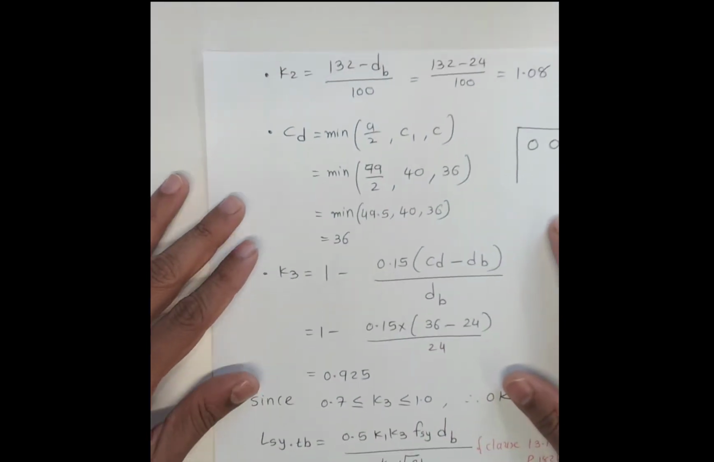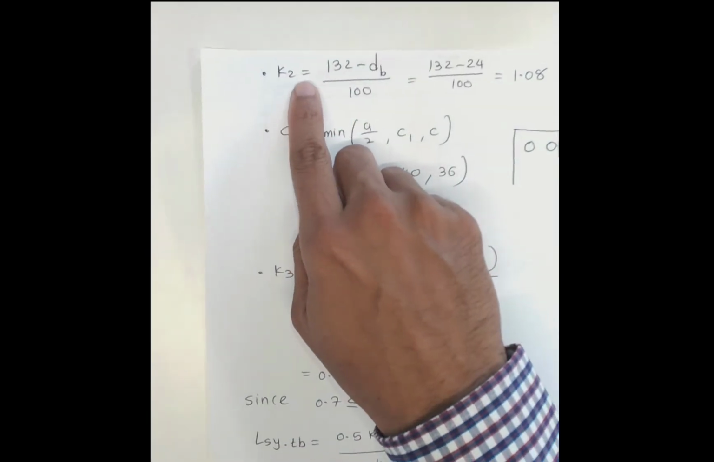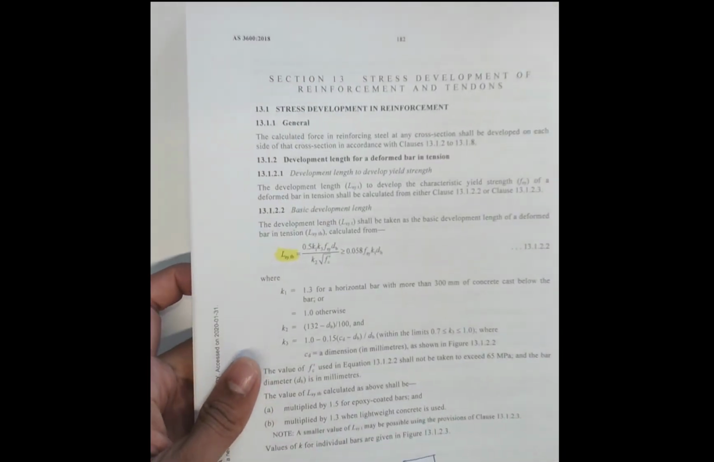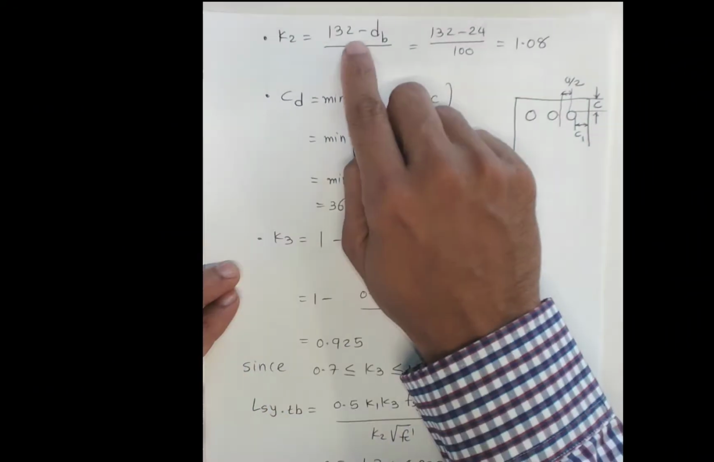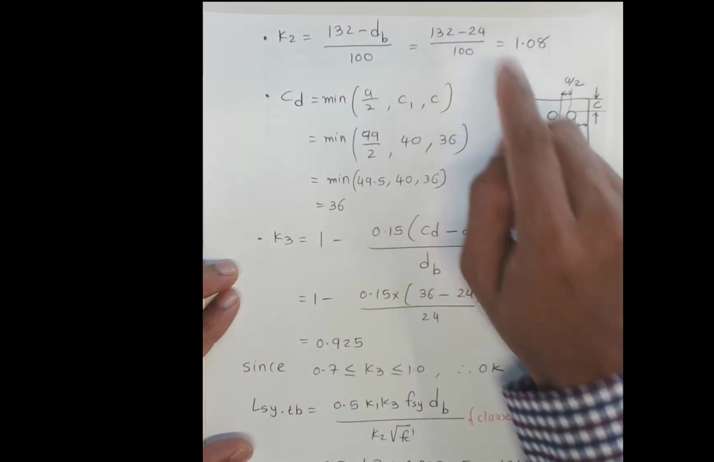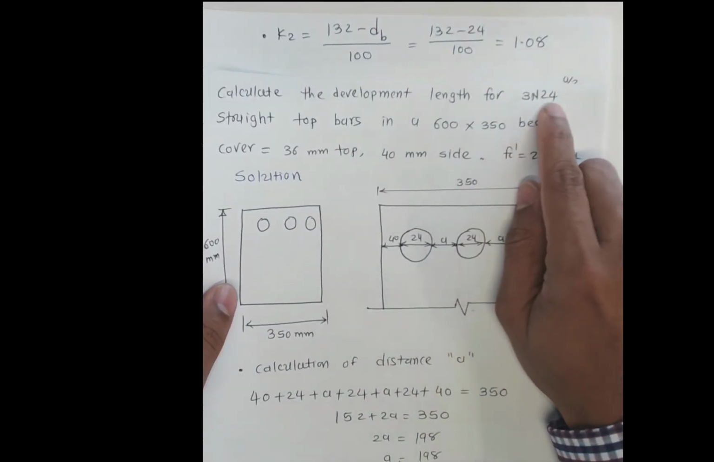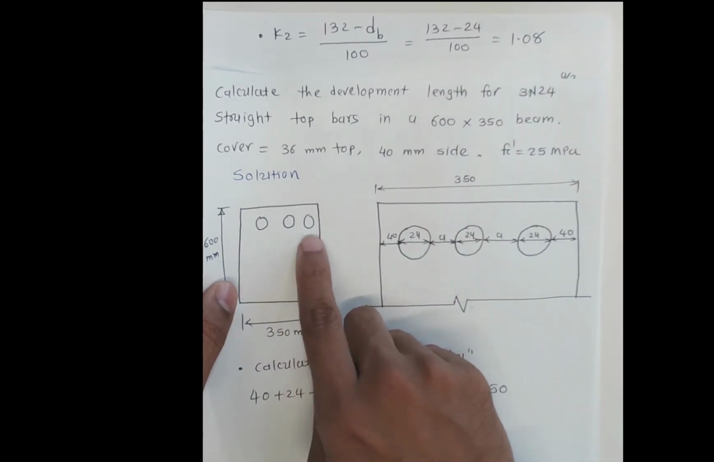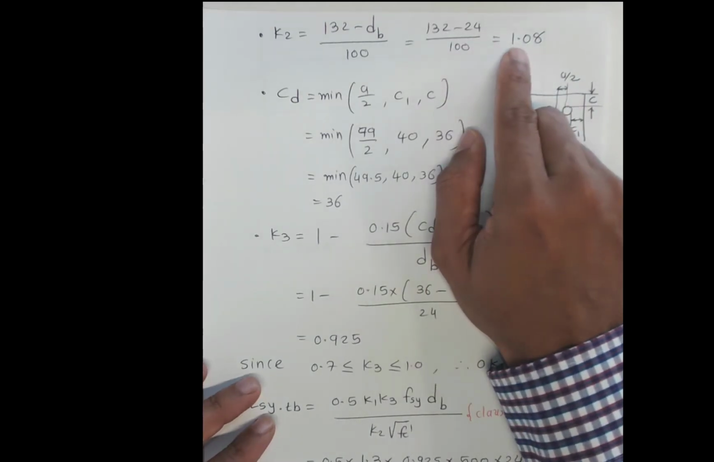Now the next factor, K2. We're going to find K2. Again, K2 is given in the standard. If you go back to page number 182, we have the K2 equation, written here. In this equation, dB stands for the diameter of the reinforcement. This is given in the question, 3-N24: 24 is the diameter and 3 is the number of reinforcement bars. So we have 3 top reinforcement bars, and this one is the diameter. We substitute 24 here, and the calculation gives 1.08.